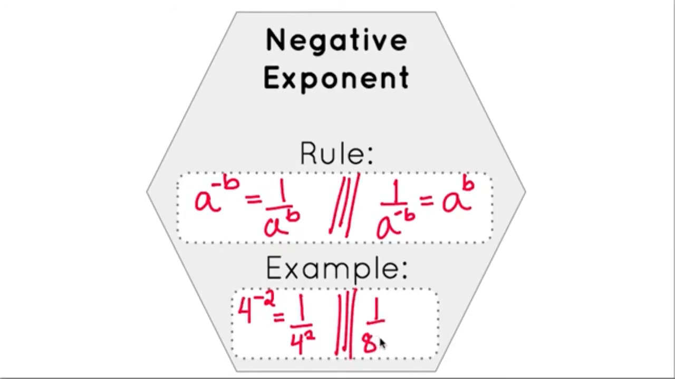1 over 8 to the negative second power becomes 8 to the positive second power. So remember, the position of the number or the power becomes the opposite, or they switch positions, so the numerator becomes denominator, denominator becomes numerator, and then the exponent becomes the opposite. And that's it.